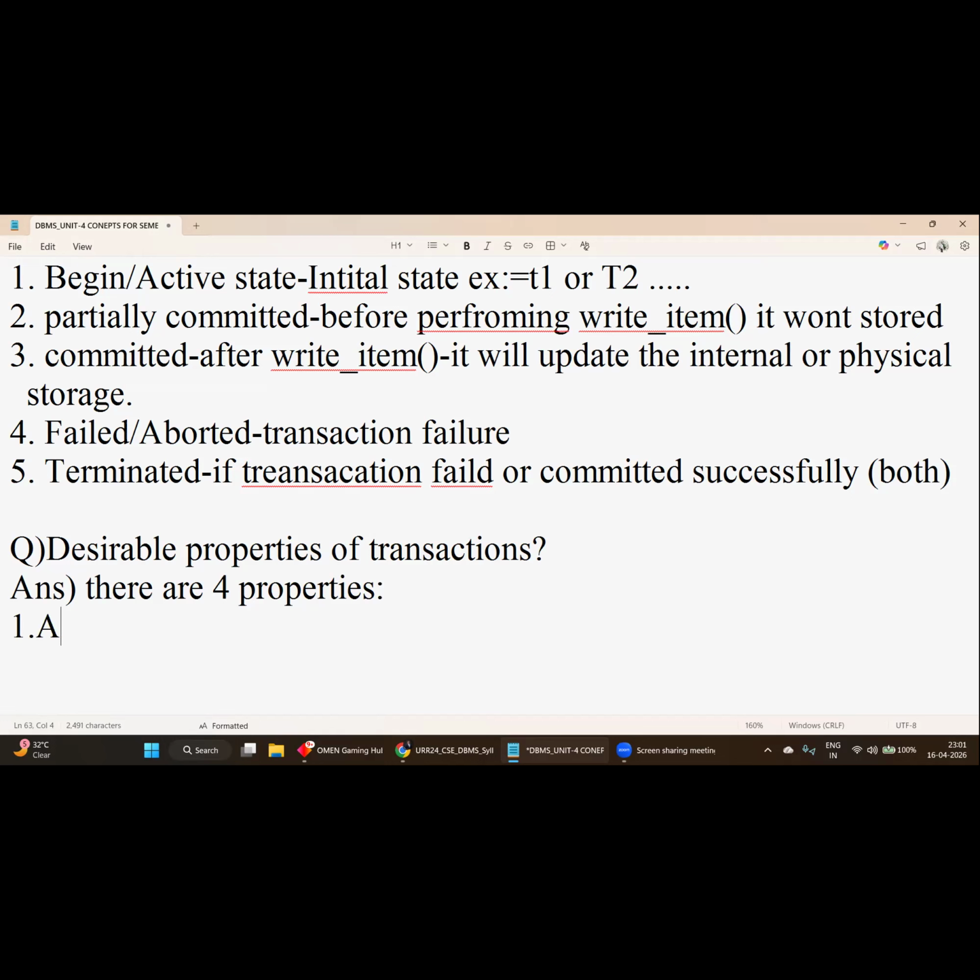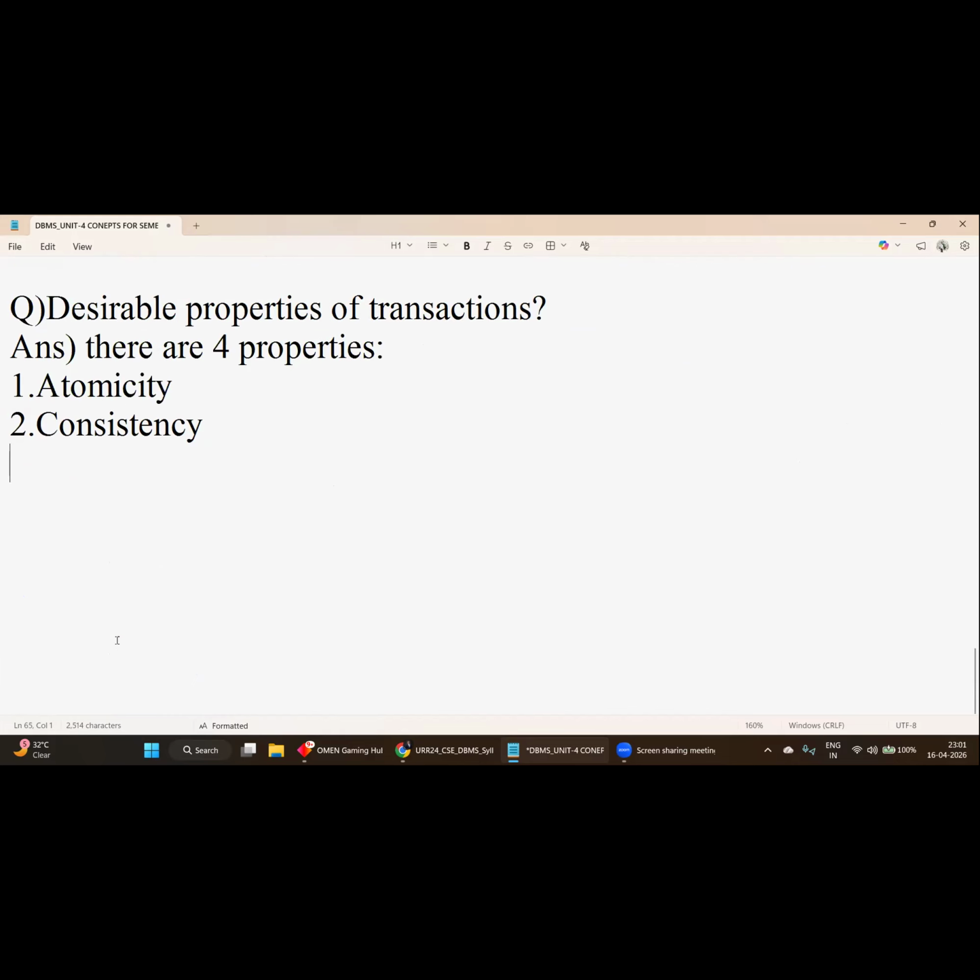Those are, first one, atomicity. Second one, consistency. We'll discuss all these, don't worry. And third one is isolation. And fourth one is durability. Okay. Shortly, remember that note point. You will call them the ACID properties. Okay. Now let us discuss them.